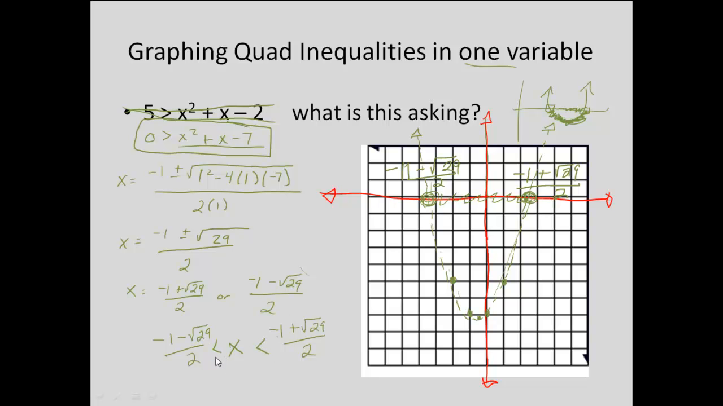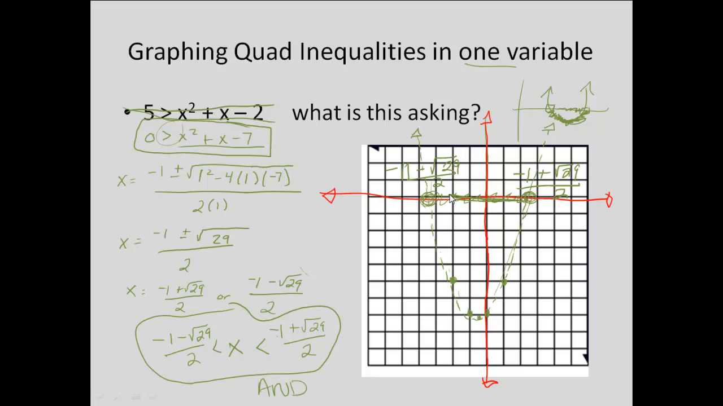Now we just have to decide, does it need the equal portion of the inequality or not? And you get that from your original inequality. So since it did not have the equal sign, this would be our expression. Now this would be considered an AND expression because x is in between these two things.